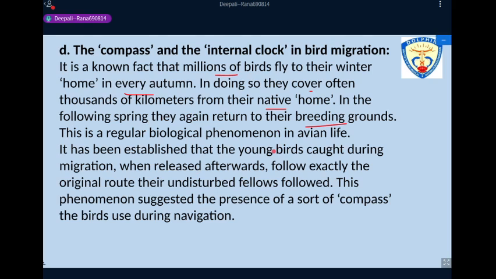So this is a regular biological phenomenon in avian life, and every bird is going to follow this course. It is established that young birds caught during the migration, when released afterwards, followed the same original route the undisturbed fellows followed. So this phenomenon suggested that a sort of compass is used by many birds during the navigation process, and this will help them in traveling and in the migratory process.